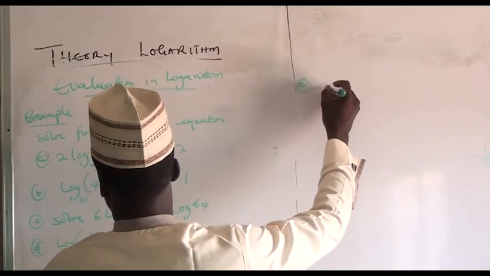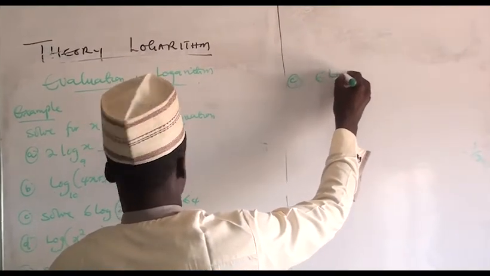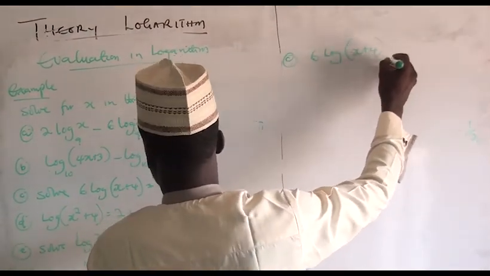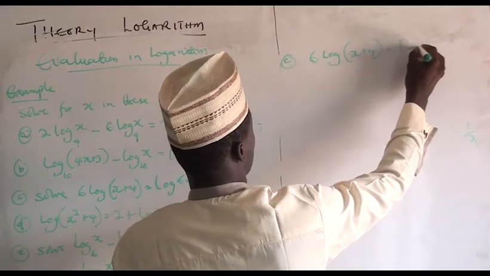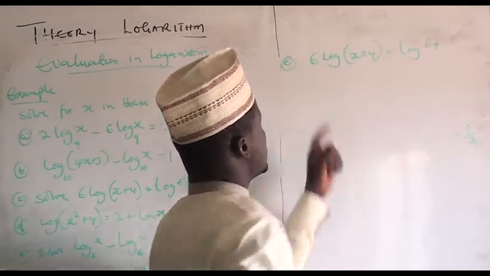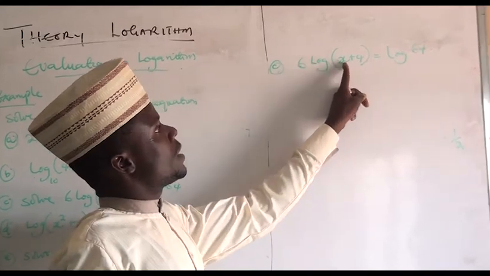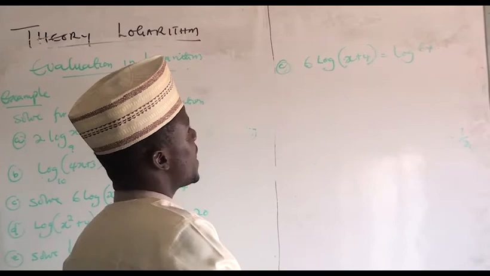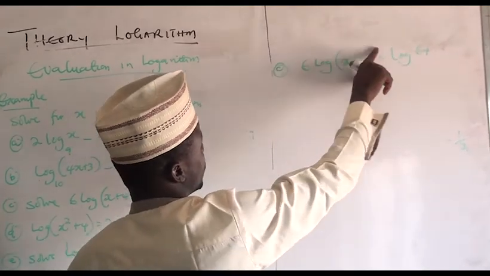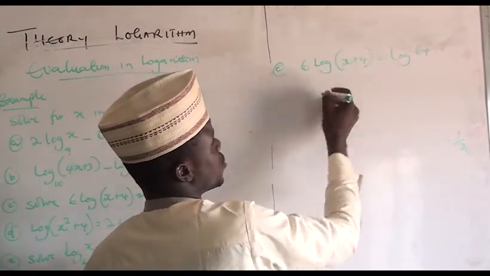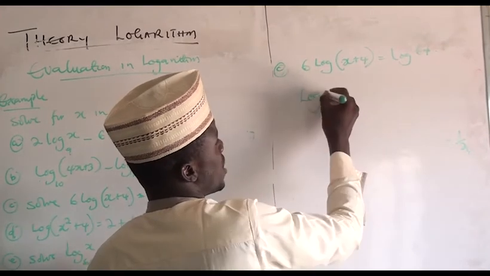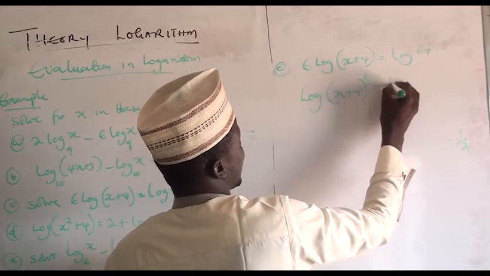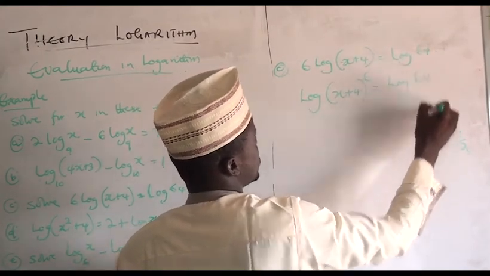We have 6 log x plus 4, that is equals to log 64. 6 log x plus 4 equals to log 64. Mind you, this is a power. So we can take it back to its initial form, that is x plus 4, then to the power of 6 equals to log 64.